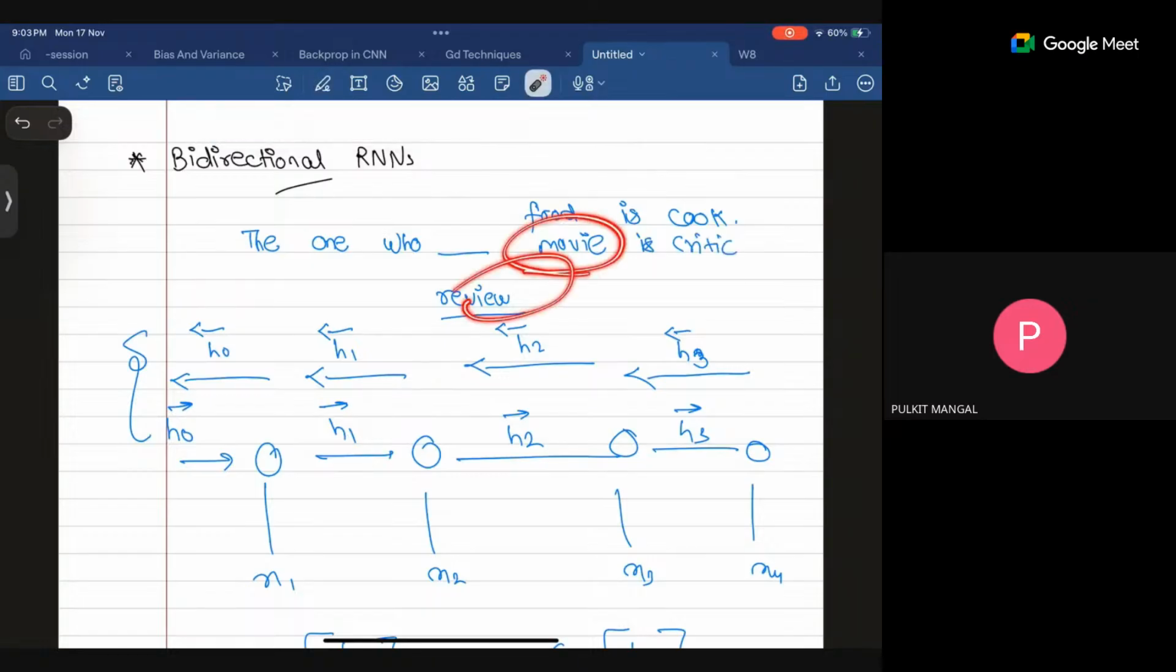So if movie is there, then review will come. If food is there, then cook will come. Let's suppose the one who studies books is student. So if books is there, then study will come, like that. So we should have the information from this direction also. As we need information from both directions, sometimes, not always, we need to handle that case also. So for that, we have this bidirectional RNN. Okay, understood, sir. LSTM did not have this, because our LSTM is still a one-directional case.